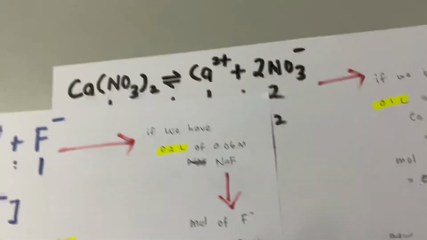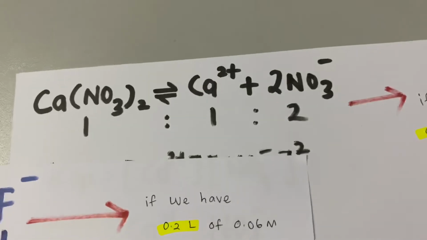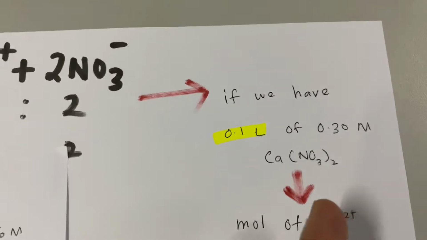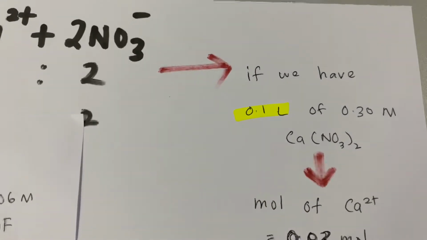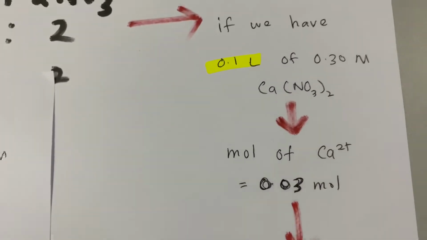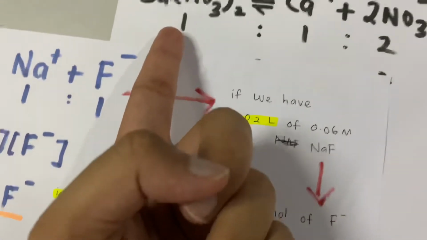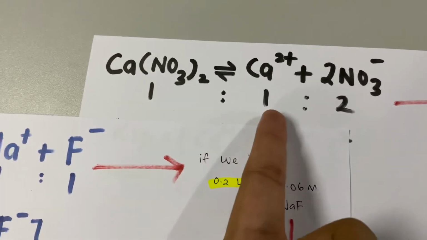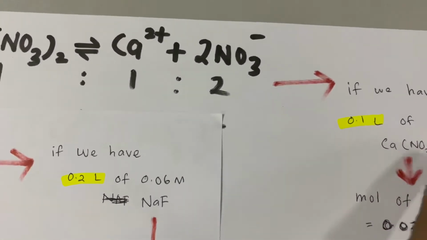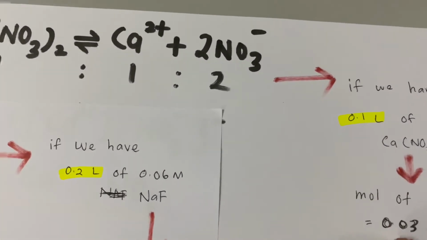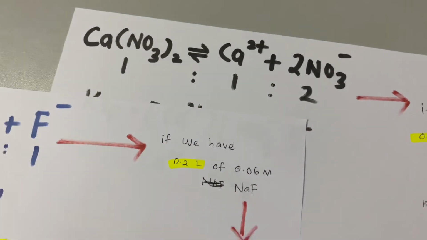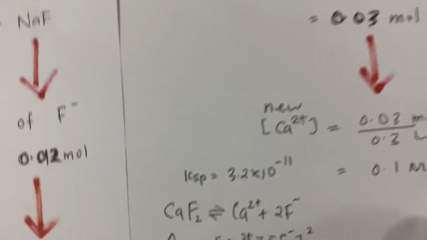Okay. Now we calculate for calcium. If we have 0.1 liter of 0.3 molar calcium nitrate, what is the number of moles of calcium that you will have? It is 0.03. How do I get that? Because the ratio for calcium nitrate and calcium is 1:1. So it is easier. You can just do 0.3 molar times 0.1 liter, you get 0.03 mole for calcium nitrate, which is the same as calcium. So you get 0.03 mole.